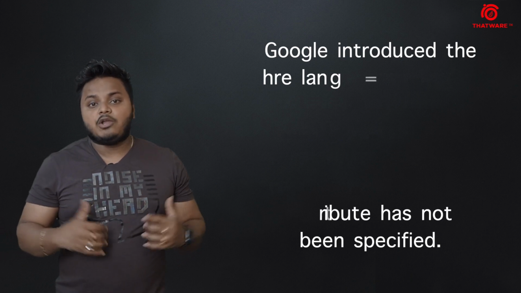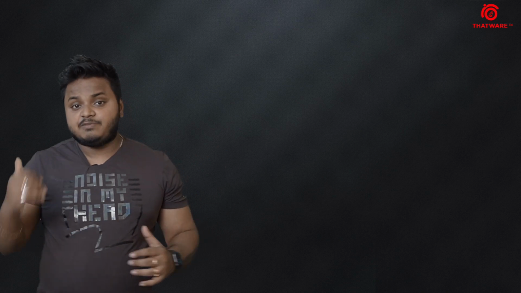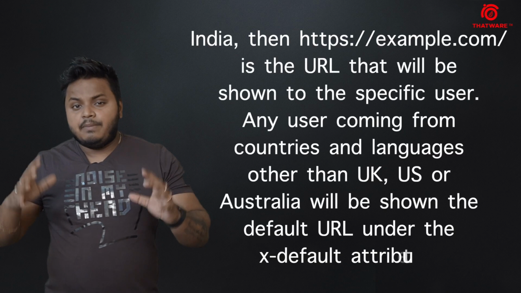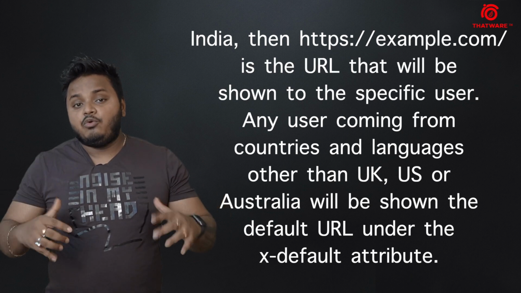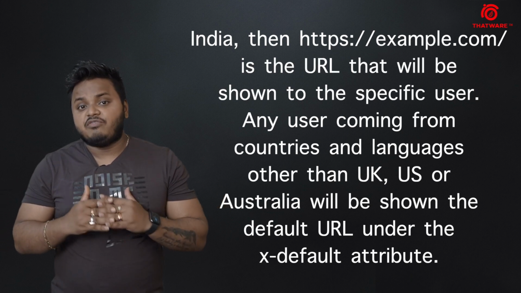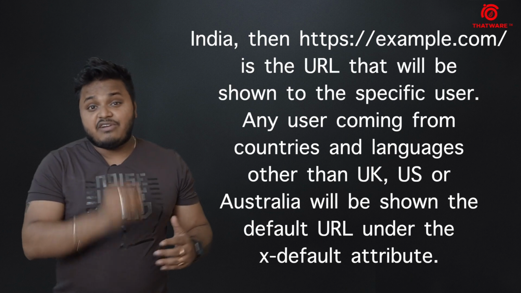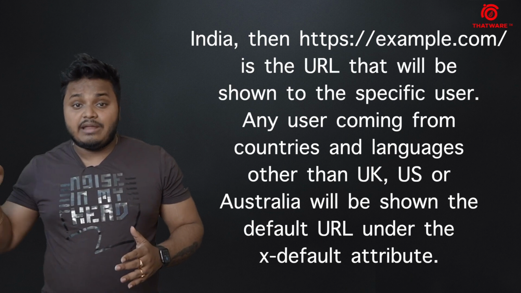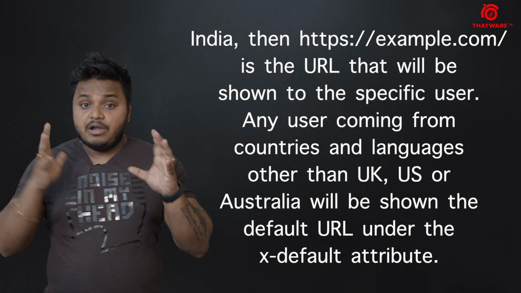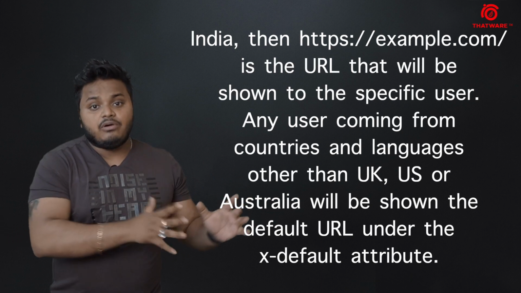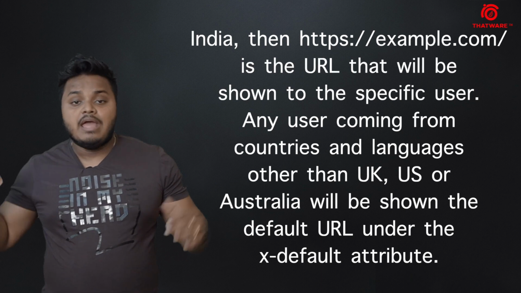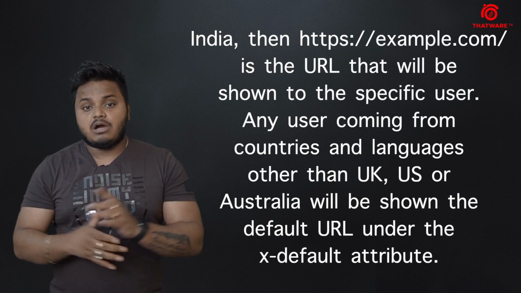Once again, going back to our previous example, suppose we have declared Australia, Spain and the United States, but for some reason someone from India visits that landing page and we have not defined the language for India. In that case, if we define the x-default attribute to show a particular version of the landing page, then if someone visits from India, that default landing page will be shown. As you can see from the screen, this is how it works.